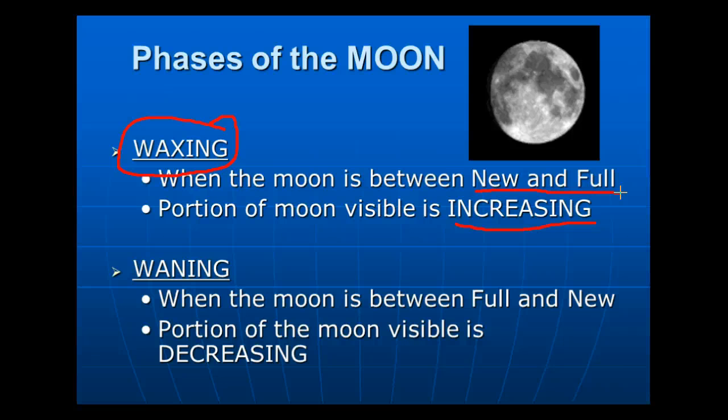Okay, now write the word waning in your notes. You see right here the word waning. Write that in your notes. Now, during the waning phases, the amount of moon we see is decreasing. In the waxing, we saw that they're increasing. The portion of the moon visible is decreasing, which means we see a little less of it every day. So write that in your notes.